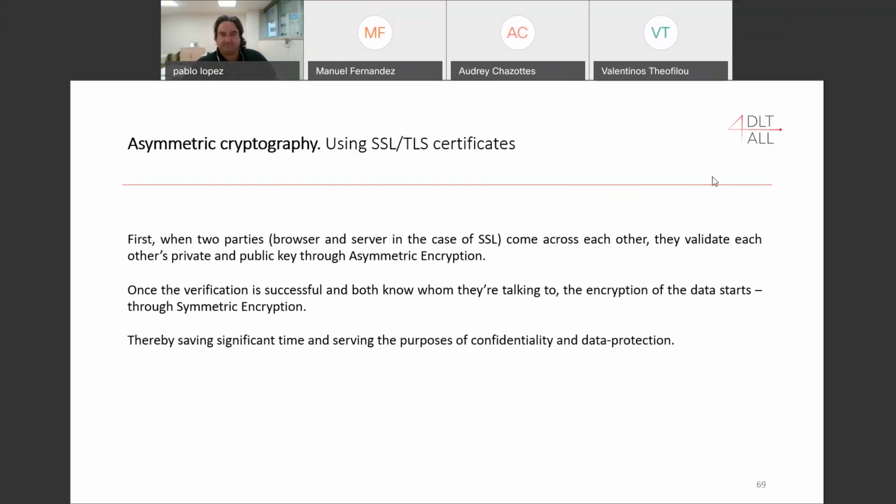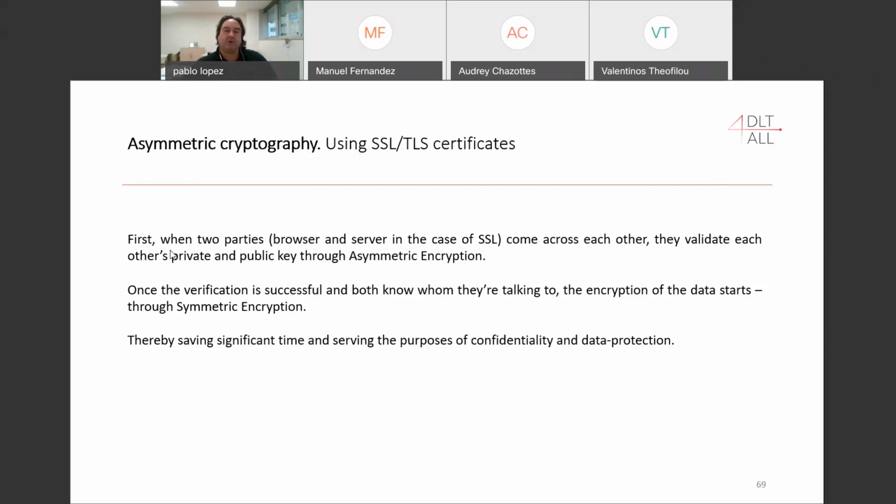To explain it a little bit more, when two parties, browser and server, in the case of SSL, come across each other, they validate each other's private and public key through this asymmetric encryption. Once the verification is successful and both know whom they are talking to, that will answer David. I think it was you, David. That will answer you about the problem of identity. It can be a solution.